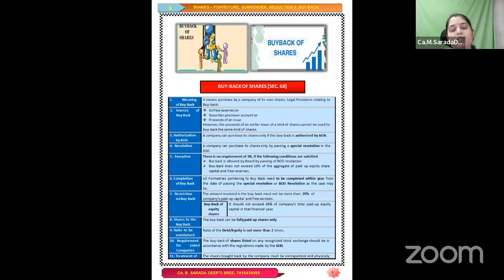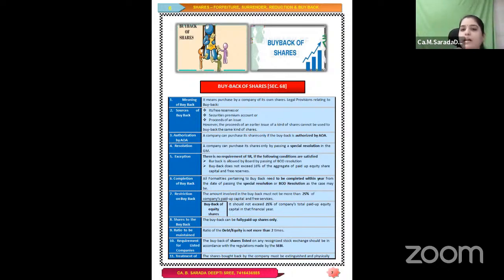In the last class, we have seen what is share capital, types of share capital, what is forfeiture and surrender. Here, the term buyback is generally used only in case of equity shares. Redemption is used for both the preference shares as well as for debentures. But when it comes to buyback, it is used only in case of equity shares. So why does the company need to buy back?